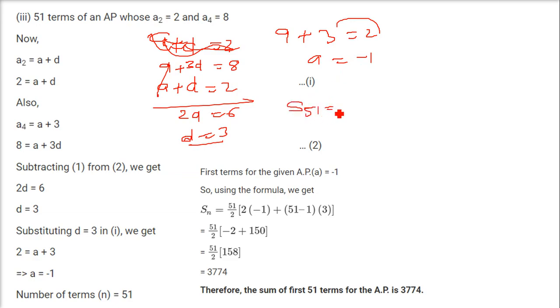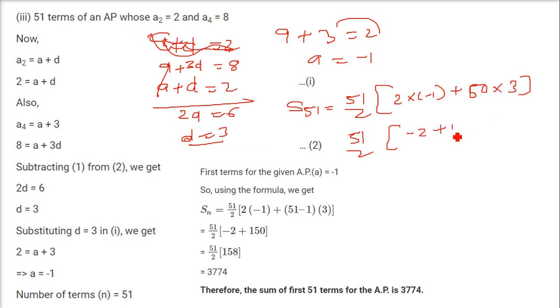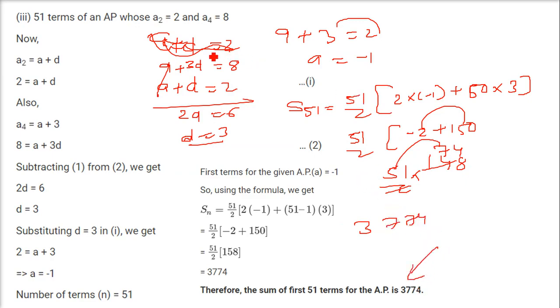Just sum it up to 51 terms. N by 2, 51 by 2. 2a, that is 2 into minus 1, plus n minus 1, that is 50 into d. D is what? 3. So what do you get? 51 by 2, and 2 into minus 1 is minus 2, and this is 50 into 3, 150. 150 minus 2 is 148. 51 by 2, 148 by 2 is 74, 74 into 51 is 3774. This is your answer.